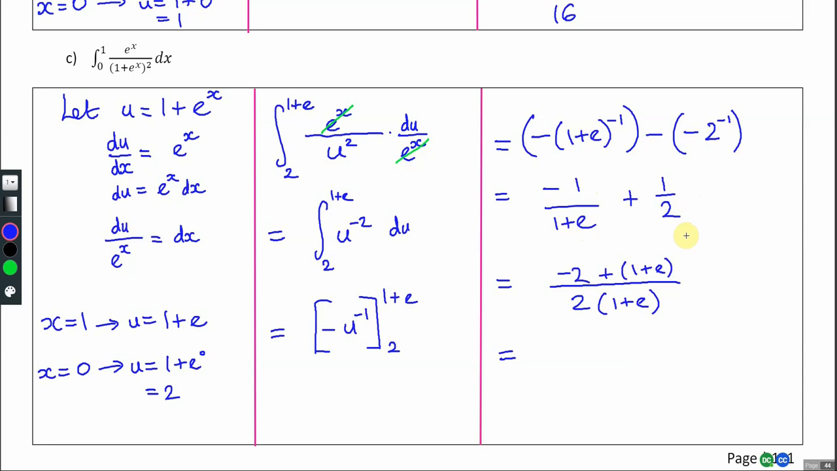So let's simplify the numerator. I've got negative 2 and 1 and e. The brackets don't make any difference. So that is e take away 1, and I'm going to leave my denominator factorized. So there we go, there's the integral. This is a number, as you'd expect when we have a definite integral with limits. And that concludes example part C.